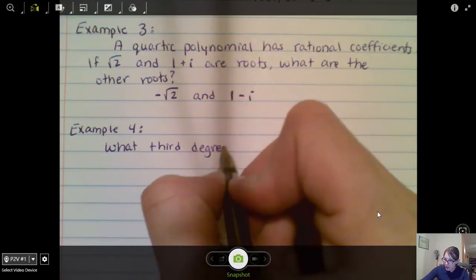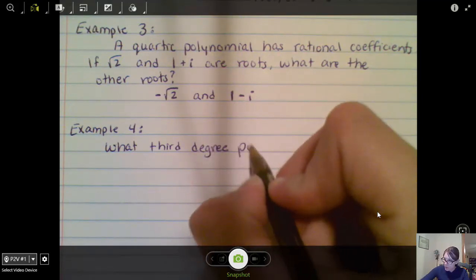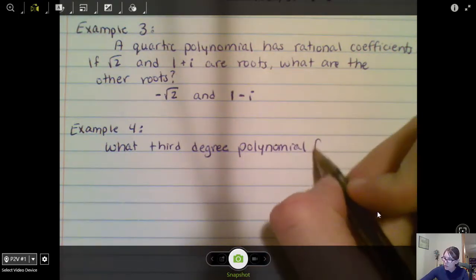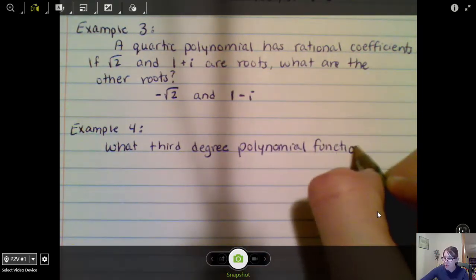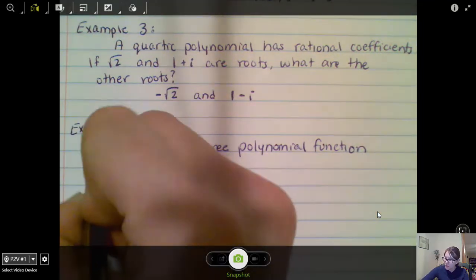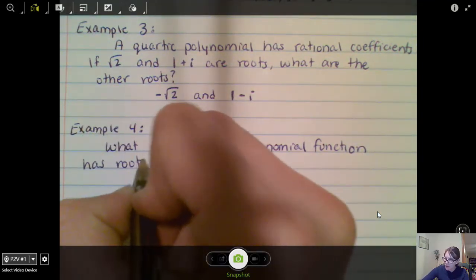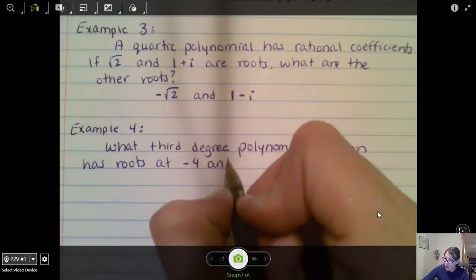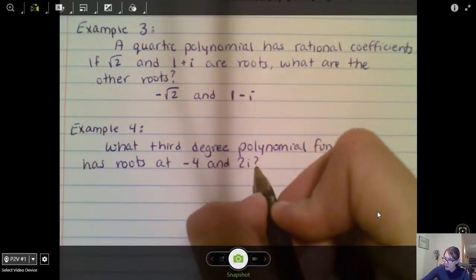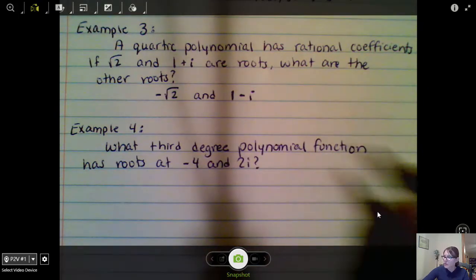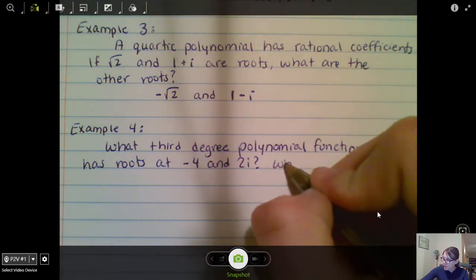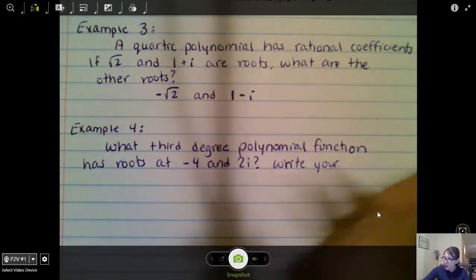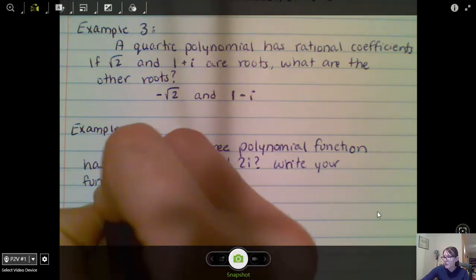What 3rd degree polynomial function has roots at -4 and 2i? Write your function in standard form.